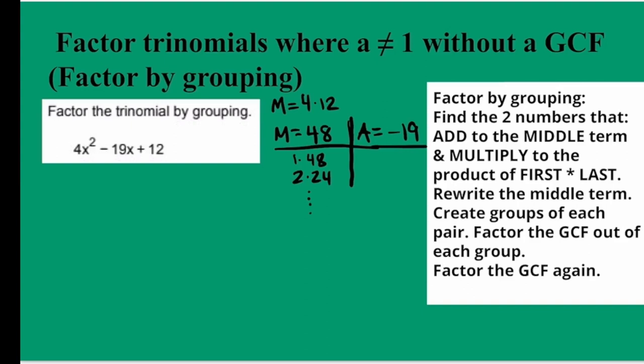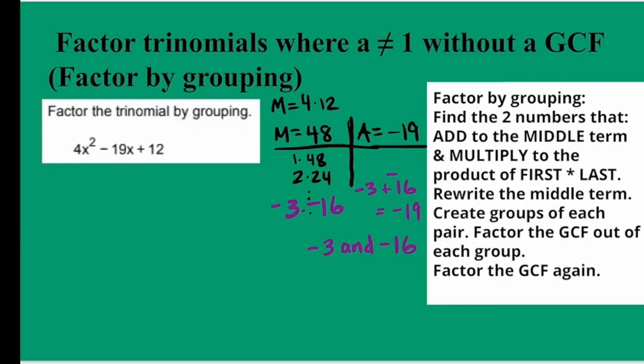It's going to be 3 and 16. 3 times 16 is 48. 3 plus 16 is positive 19, not negative 19, so I'm going to need to do negative 3 plus negative 16. That's going to give me my negative 19. Negative 3 times negative 16 also gives me my positive 48. So these are my numbers: negative 3, negative 16.